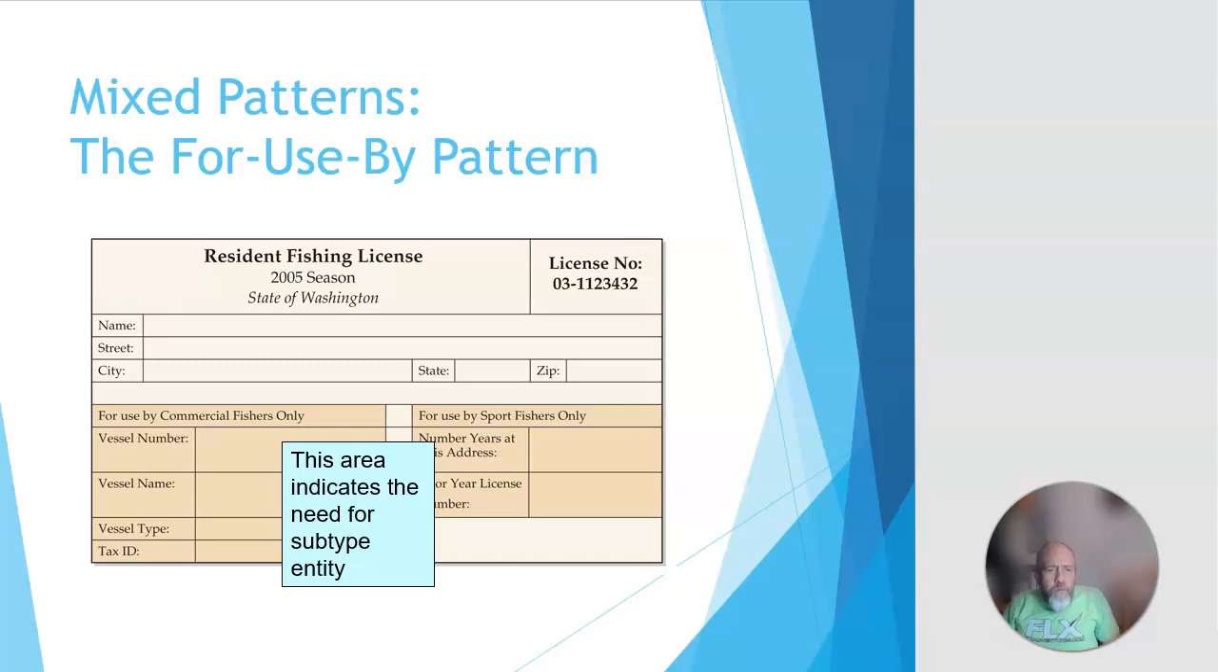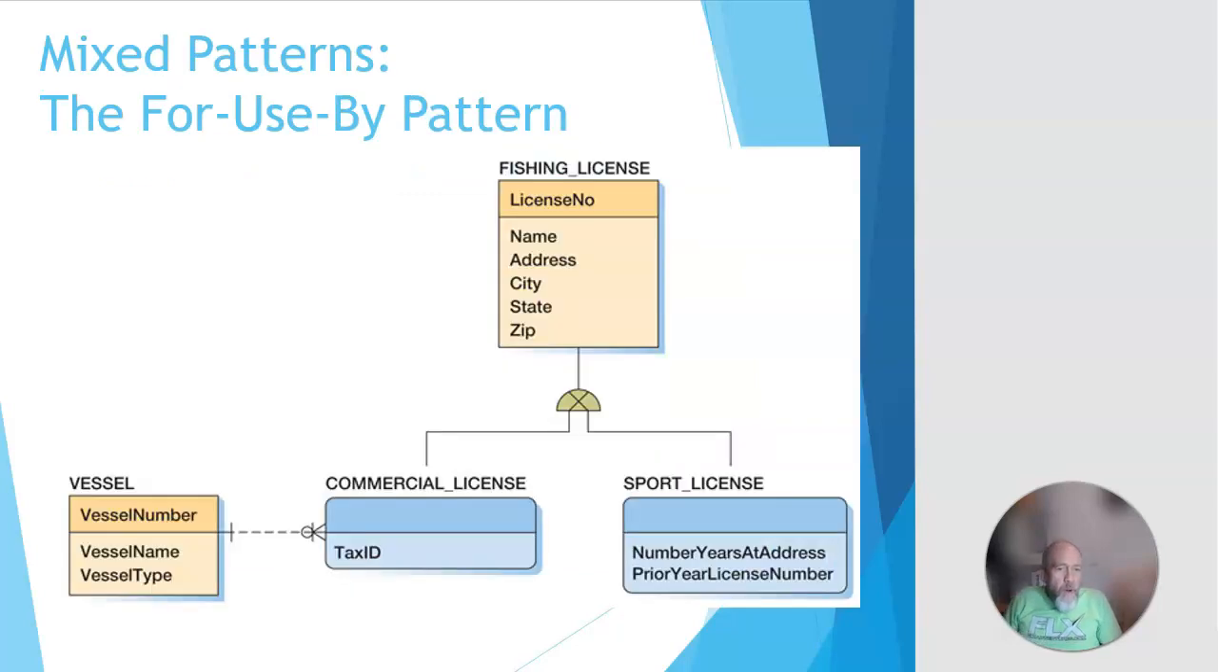Now, here's a really good example of a use by pattern, and a use by pattern that actually is from a form, which is very much database bread and butter, taking forms and turning them into a database. This one's a good one because it's a fishing license, but you notice that you've got a commercial fishers only and a sport fishers only. So now what you've got is the ability for a use by pattern where you're saying, okay, you've got a fishing license, but it's going to be either a commercial license or a sports license, and in the case of a commercial license, it's going to have this information.